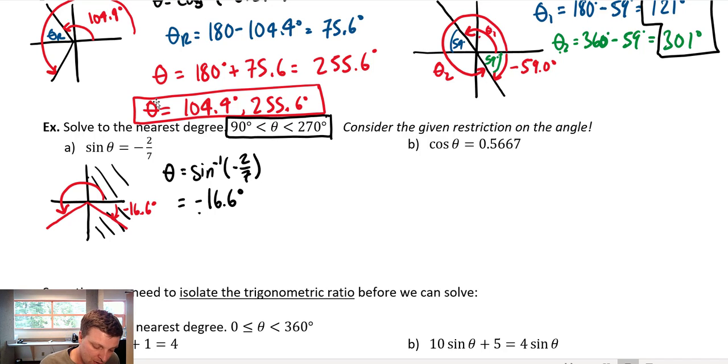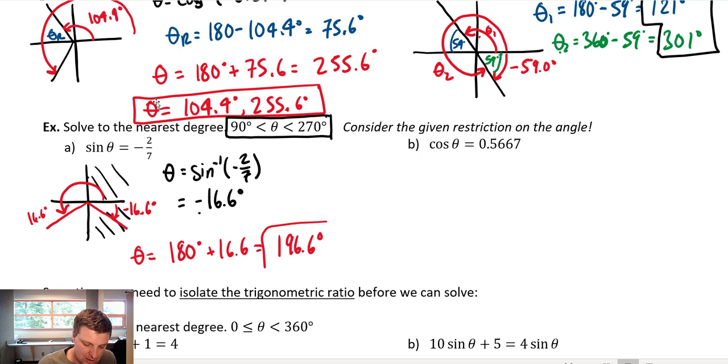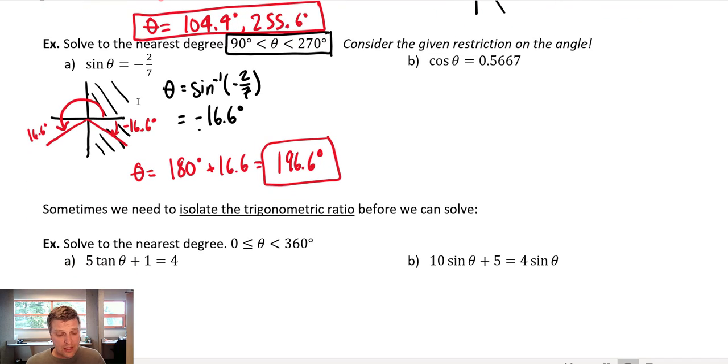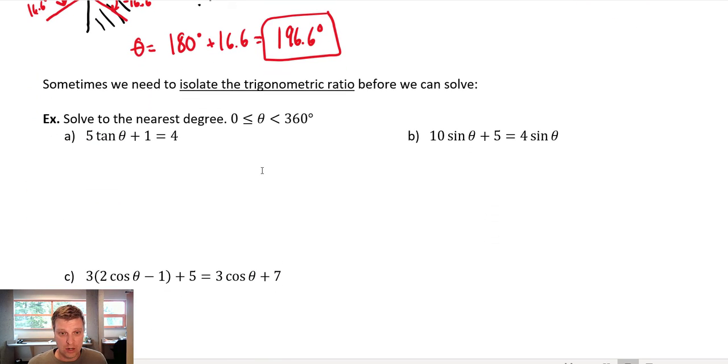And so if the reference angle is 16.6 degrees, then that total angle theta would just be 180 plus 16.6, so 196.6 degrees is my answer. Now, note that there's only one solution here because of the restriction. If I was allowed to use the full circle, I would have found another answer in the fourth quadrant, but that's just not part of it. So that's how we solve for angles over a given set of restrictions.